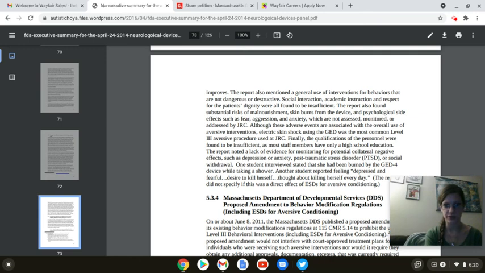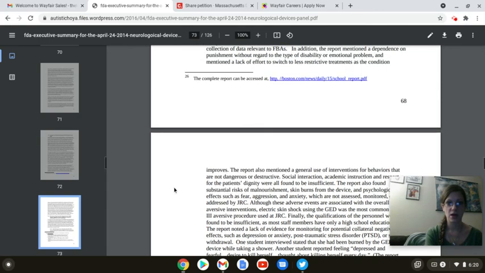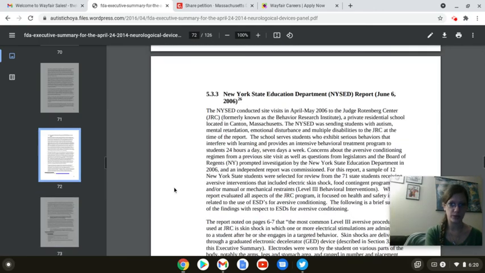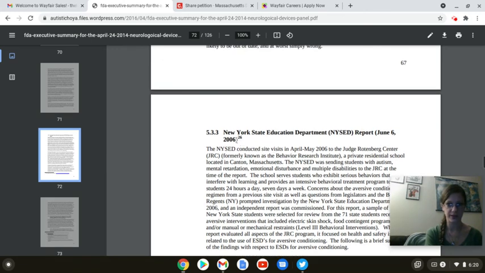One student interviewed stated that she had been burned by the GED-4 device while taking a shower. Oh my God. Another student reported feeling depressed and fearful, desired to kill herself, thought about killing herself every day. The report did not specify if this was a direct effect of the ESDs for aversive conditioning. I would say it's pretty close. And that's a pretty damning report, folks.